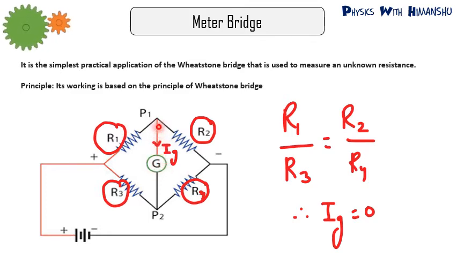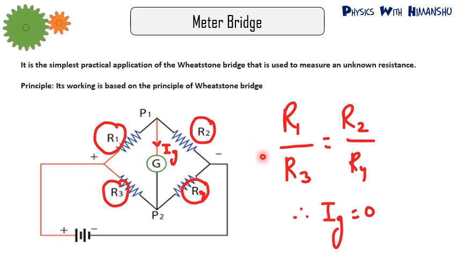The reason behind that is that the point P1 and point P2 will be at the same potential. So if the potential difference across a resistance is 0, then the current in it will be equal to 0. So this is basically a Wheatstone bridge whose basic condition is R1 by R3 equal to R2 by R4, or we can also say R1 by R2 equal to R3 by R4. If this condition is met, then the current in galvanometer, or the current in the middle branch, will be equal to 0. So this is the basic principle behind the working of a meter bridge.